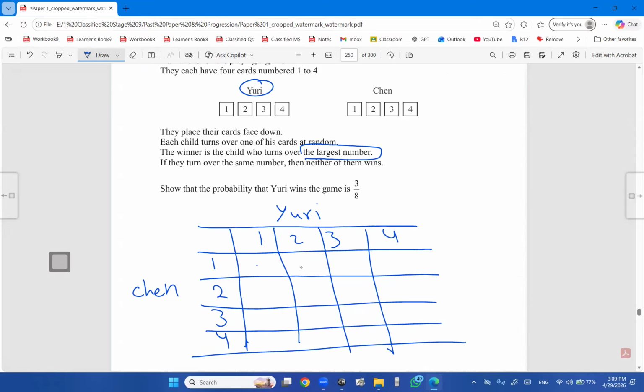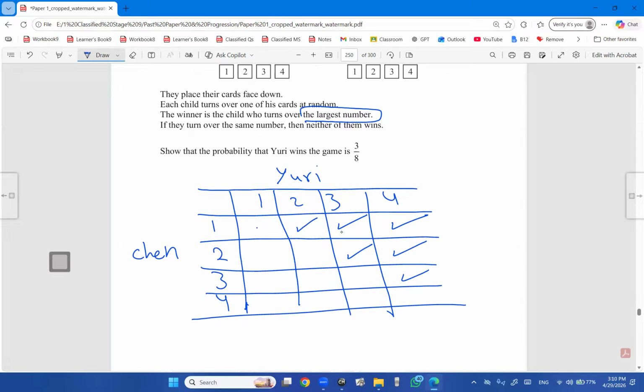But if he gets a 2, he's going to win in here, right? But if Chen gets a 2 as well, Yuri doesn't win. If Chen gets a 3, Yuri doesn't win. If Chen gets a 4, Yuri doesn't win. If Yuri gets a 3 and Chen gets a 1, Yuri wins. And Chen gets a 2, Yuri wins. Chen gets a 3 or 4, Yuri doesn't win. If Yuri gets a 4 and Chen gets a 1, Yuri wins. Chen gets a 2, Yuri wins. Chen gets a 3, Yuri wins. Chen gets a 4, Yuri doesn't win.